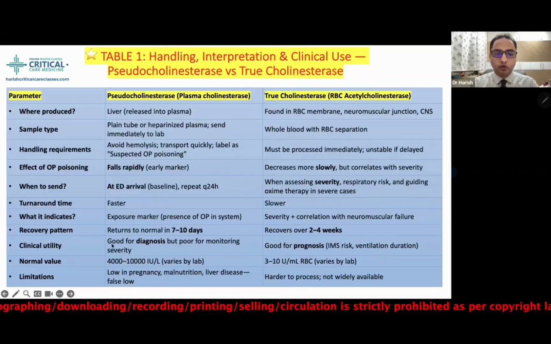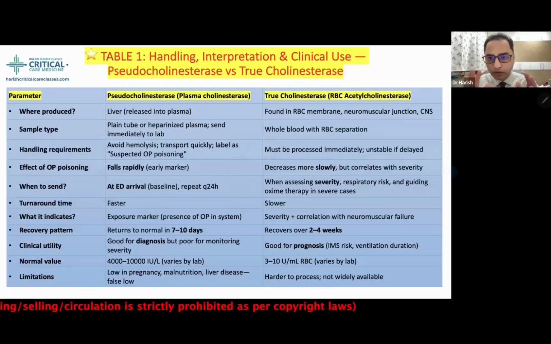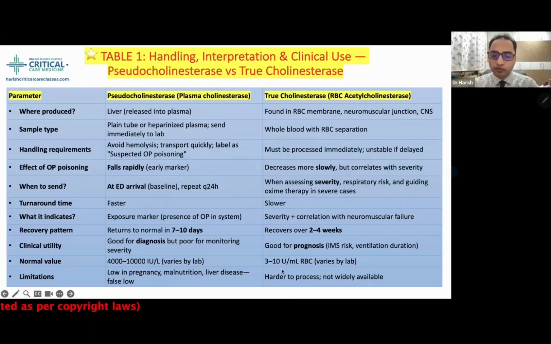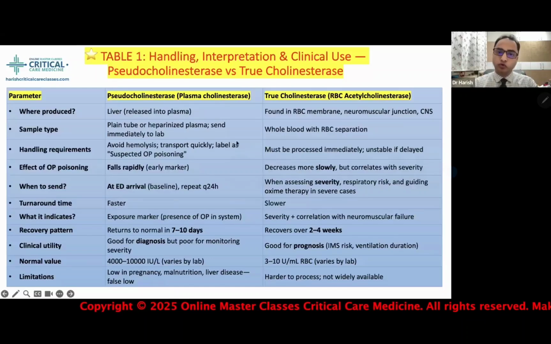So the normal value of pseudocholinesterase is around 4,000 to 10,000 international units per liter, depending upon the lab. True cholinesterase is 3 to 10 units per ml. Limitation: pseudocholinesterase can be falsely low in pregnant patients, malnourished patients, and liver disease patients. For true cholinesterase, the problem is that it is harder to process and not widely available in many labs, so it's very difficult to get it done. So that is the take home on pseudocholinesterase versus true cholinesterase.